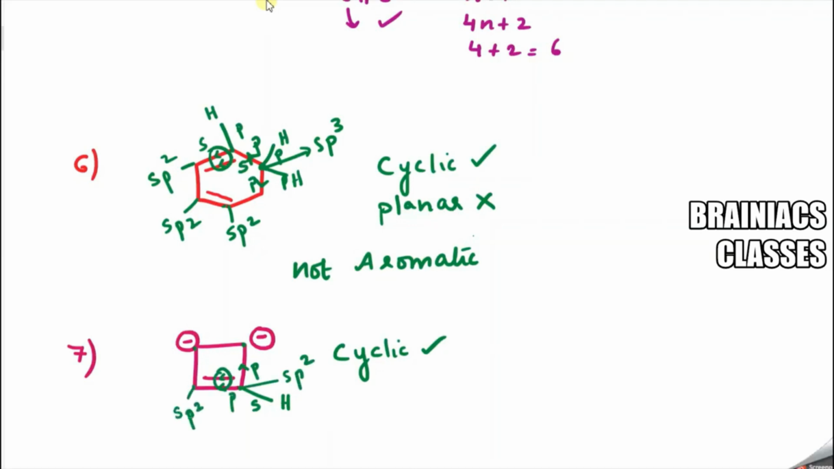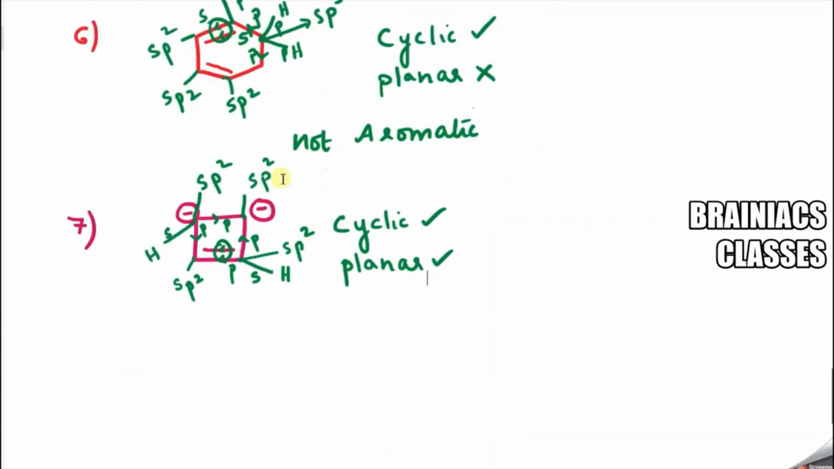Correct? So here a minus charge comes, which means a bond is broken. So let me say one valence here, one valence here. So the third valence is hydrogen atom. So yes, here P, here P. That means this is also sp2. If that is sp2, this is also sp2. So that means it is planar. Correct? Now let me draw the structure one more time, then only you will get a clear idea.